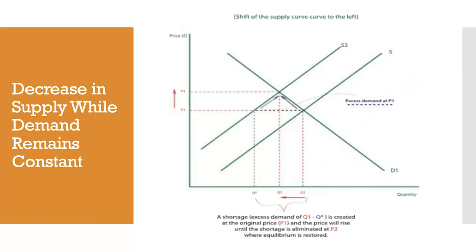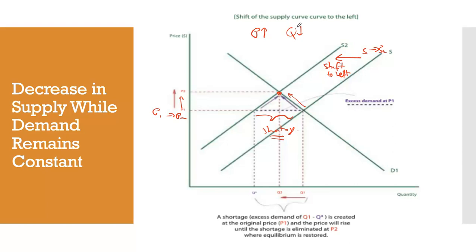A decrease in supply will result in a shift to the left, going from S to S2. This would result in a shortage at the original price because there would be more demanded than what is supplied. As a result, suppliers recognize the shortage and can increase their price from P1 to P2, and this will result in a movement along the demand curve to the new equilibrium price, resulting in price going up and quantity traded going down.